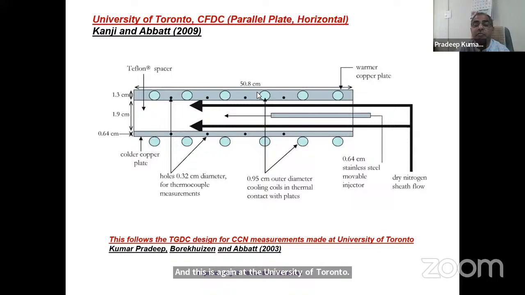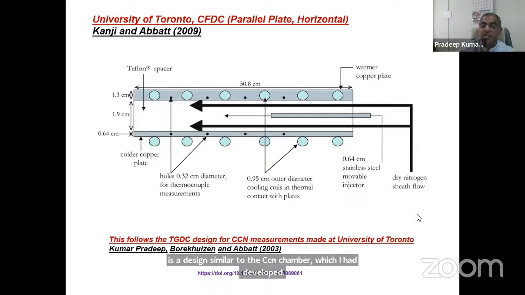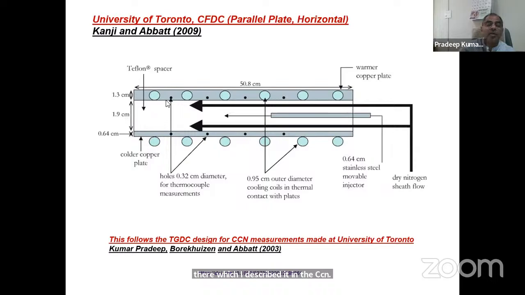chamber. A continuous flow diffusion chamber is a design similar to the CCN chamber which I had developed at the University of Toronto. This is a paper which I described in the CCN measurements. So the same design is being followed here. Only thing is, instead of filter papers with water, it is ice, so that the saturation you are getting inside is with respect to ice.